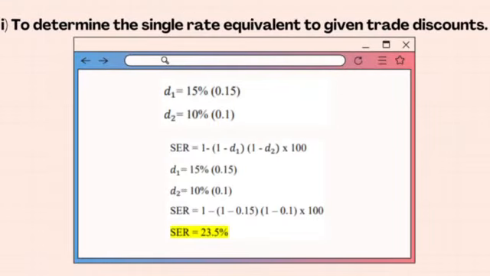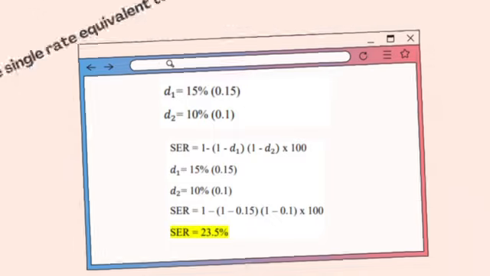Determine the single rate equivalent to the given trade discount. So we need to use the SER formula. SER equals 1 minus (1 minus D1) times (1 minus D2), times 100. D1 equals 15%, D2 equals 10%. So SER equals 1 minus (1 minus 0.15) times (1 minus 0.1), times 100. So the answer is SER equals 23.5%.